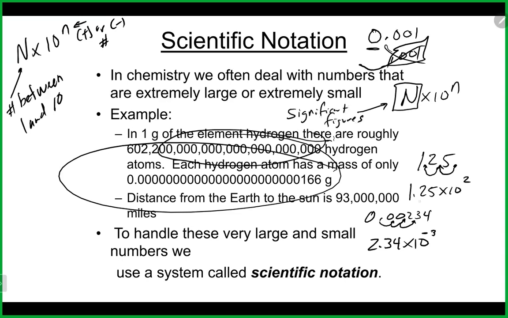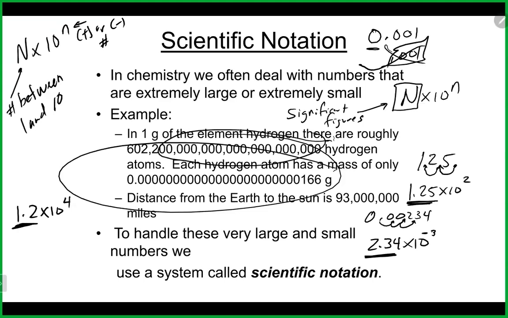So for example, this one here would have 3 significant figures. This one here would also have 3 significant figures. If I wrote something like this, 1.2 times 10 to the 4, it would have how many significant figures? It would have 2 significant figures.